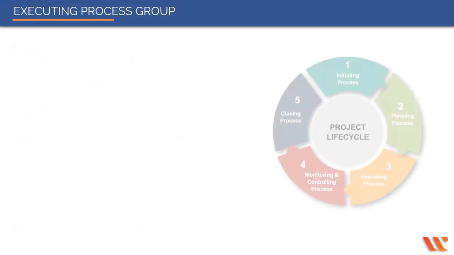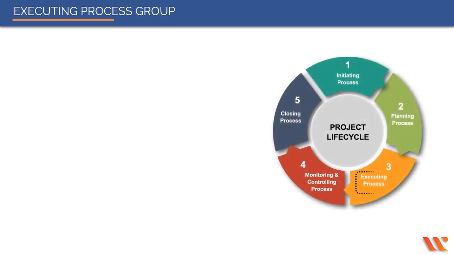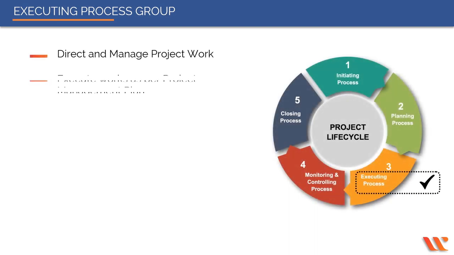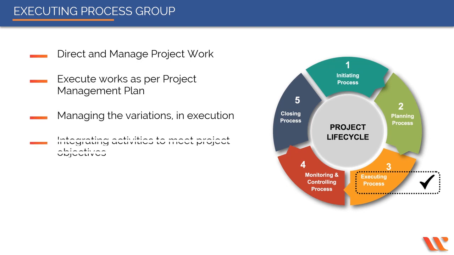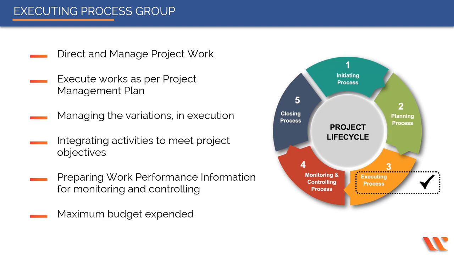Next is the executing process group, or as we like to call it, the process where the action starts happening. In this process group, the activities planned, the deliverables thought of, are worked upon. Here you execute the work as per your project management plan, using the actions and activities as per the plan. Here your deliverable comes into the picture. The product scope becomes clearer and gets defined at this time. In the product scope are included the product features, characteristics, functionality, etc.